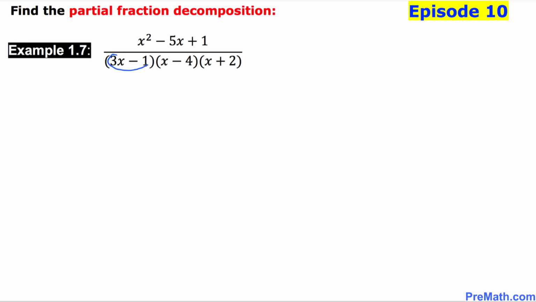As we can see, we have three linear factors. That means we are going to have three fractions. I am going to put one fraction separated by plus signs, and one more fraction. The first one is going to be 3x minus 1. The second one is going to be x minus 4. And the last one is going to be the linear factor x plus 2.